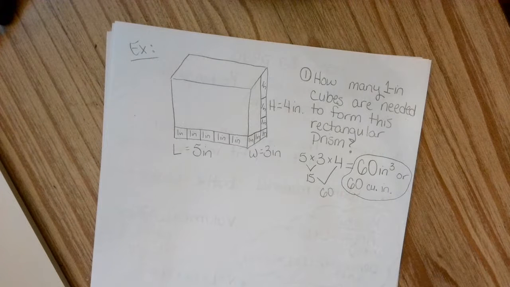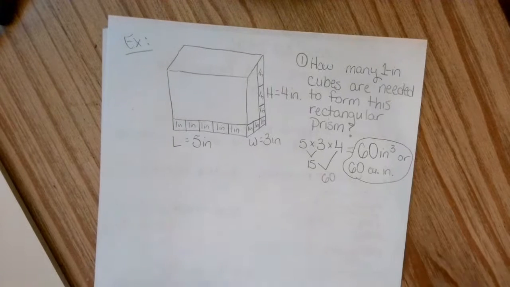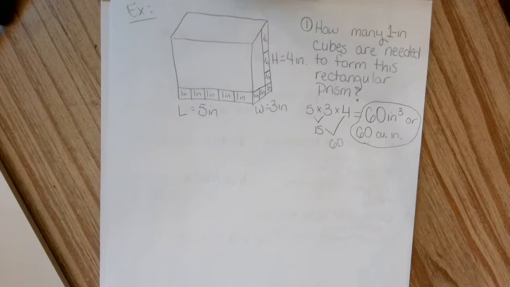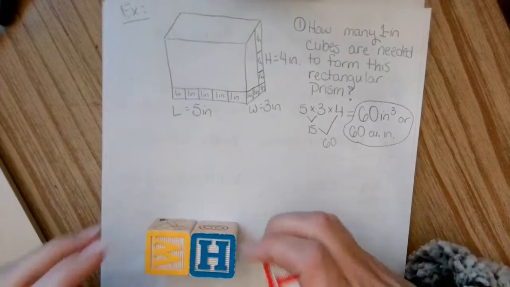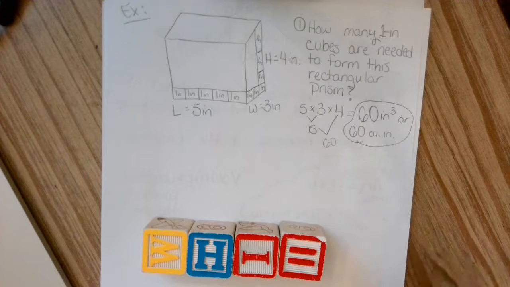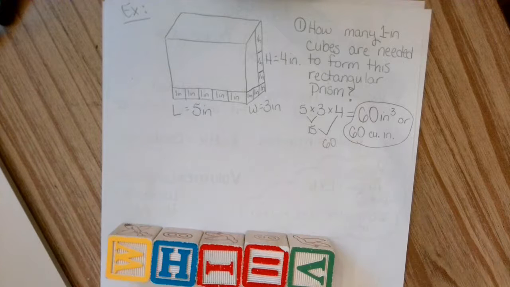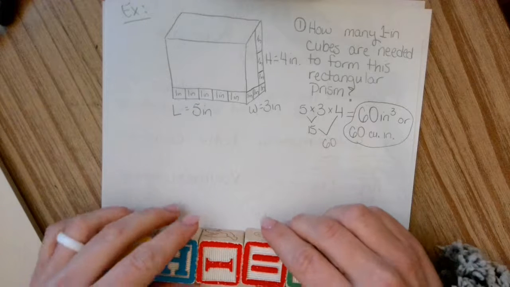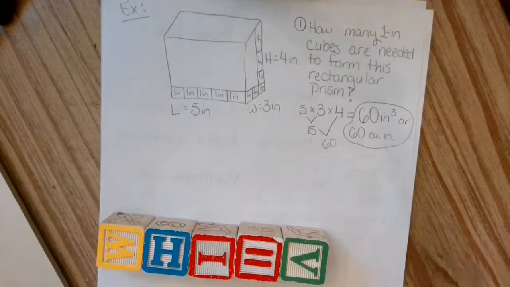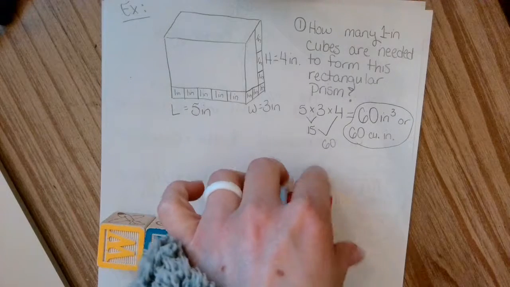Okay, so I have my son's blocks here. So let's build this actual cube using his blocks. Okay, so if I have 5 as my length, that means I'm going to put 5 down first. And then if it is 3 width, then I'm going to put 3 over here.